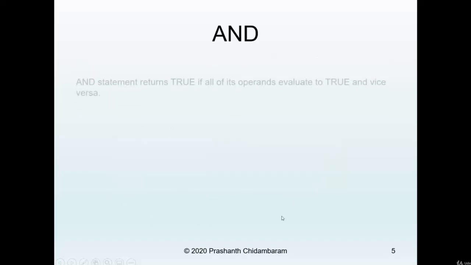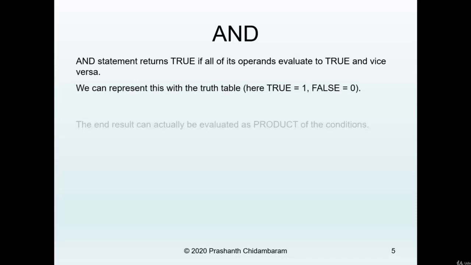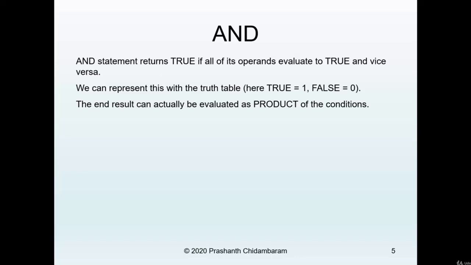Now let's look at AND. An AND statement returns true if all of its operands evaluate to true, and false otherwise. We can represent this with a truth table. Here true is equal to 1, false is equal to 0. The end result can actually be evaluated as the product of the conditions.